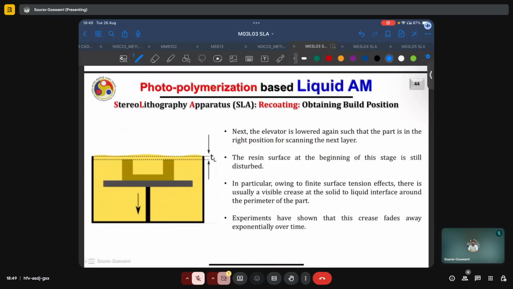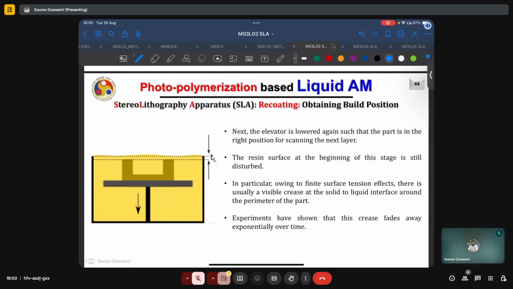Once the doctor's blade has swept over the part and swept away the excess resin, the next process involves obtaining the build position. Here, the elevator is again lowered so that the part is in the right position for scanning the next layer. The resin surface at the beginning of the stage is still disturbed. However, the disturbance, as we discussed, is not because the doctor's blade or recoater interacted with the liquid resin. It is because of the motion of the stage and the deposited part into the vat of liquid resin.